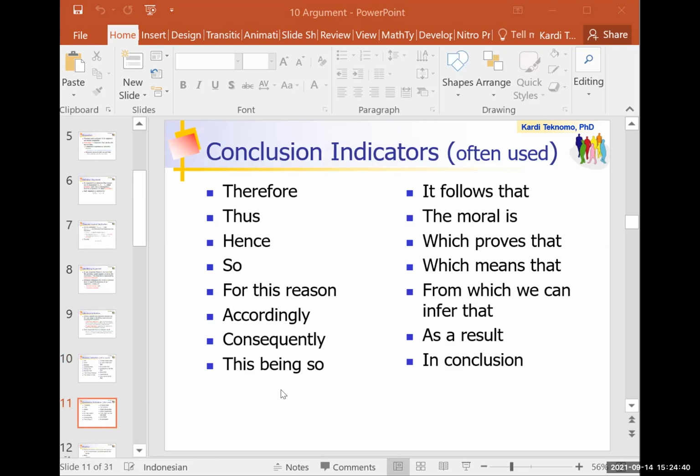How about conclusion indicators? Oh, you know that. In conclusion, as a result, or sometimes the moral is, and the simplest is so, thus, therefore, hence, for this reason, accordingly. These are the words or phrases used to create a conclusion. And so we call these conclusion indicators.